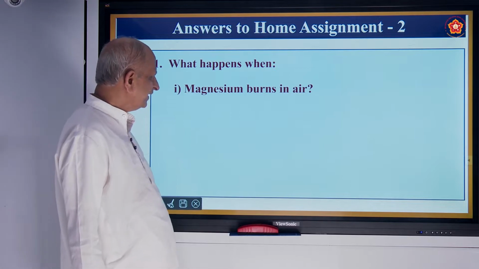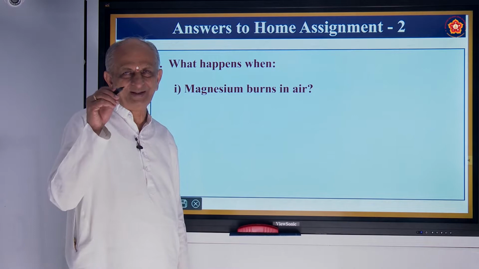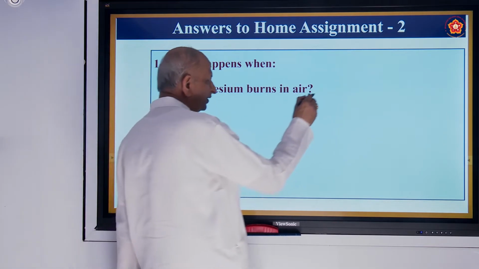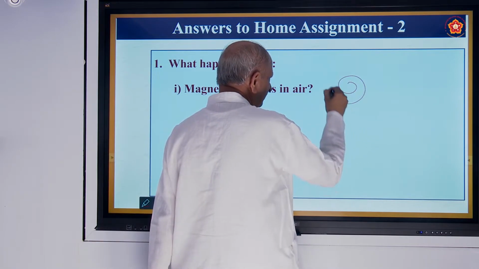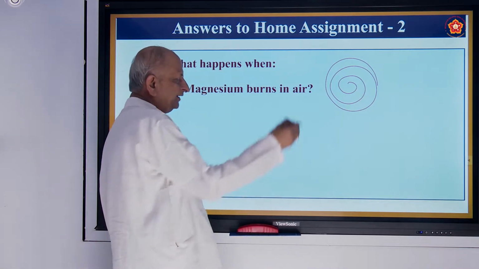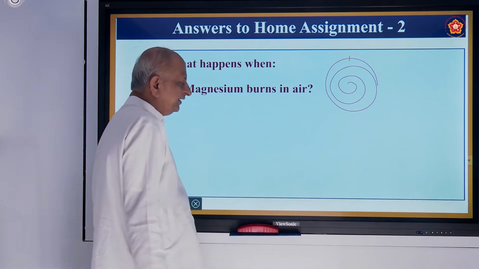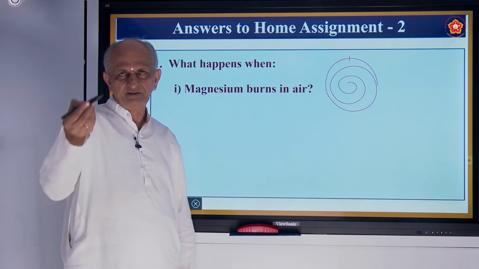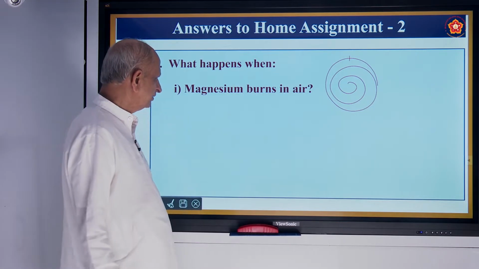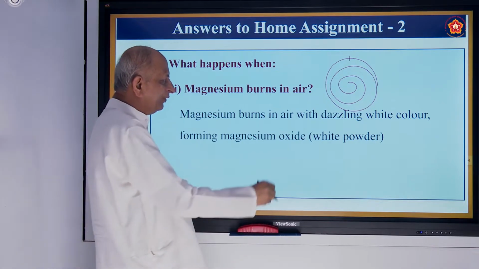What happens when magnesium burns in air or oxygen? Have you seen magnesium, how it is? It is in ribbon form. We call it magnesium ribbon. It is like this. You have to cut a piece of this magnesium and heat it in the candle or the spirit lamp or the Bunsen burner. What happens? Magnesium burns with a dazzling white color.